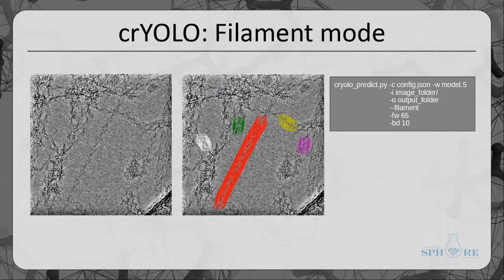And in the gray box, you see the command that you have to use to run the prediction. So in principle, it's pretty much the same as for a single particle. So only two things that you have to add, or three things, is telling crYOLO that it should work in the filament mode. You do that with the flag --filament. You have to tell crYOLO the width of your filaments in pixel and your distance in the final boxes that you would like to have.